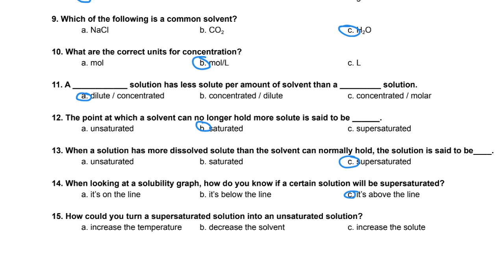And then to turn a supersaturated solution into an unsaturated solution, you just increase the temperature, which is one of many ways. You could add more solvent, but that's not one of our options. You could somehow decrease the amount of solute. That's not one of our options. And then by increasing the temperature, you're just increasing the solubility, so our solution can hold more.